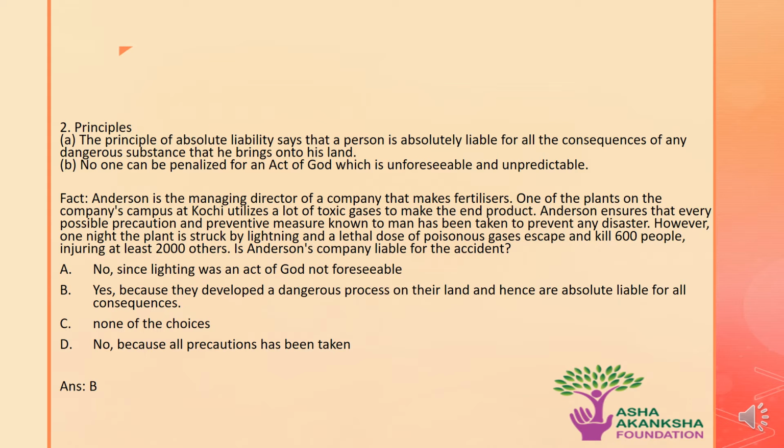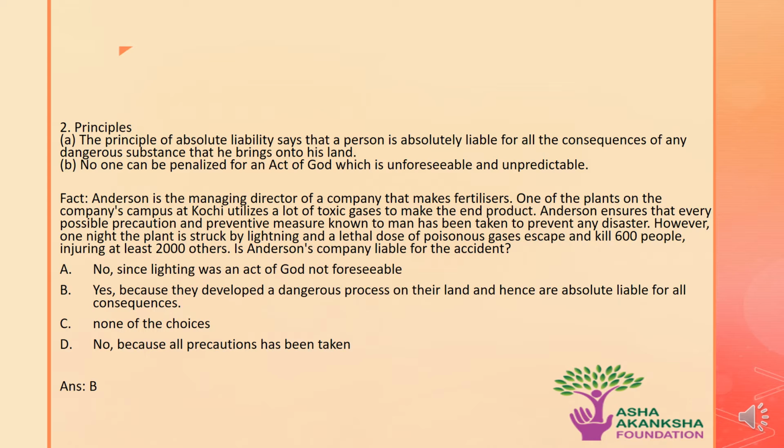The next question is based on a principle. The principle of absolute liability says that a person is absolutely liable for all the consequences of any dangerous substance that he brings onto his land, and no one can be penalized for the act of God which is unforeseen and unpredictable. Based on the principle, the facts are: Anderson is the managing director of a company that makes fertilizers. One of the plants on the company's campus at Kochi utilizes a lot of toxic gases to make the end product. Anderson ensures that every possible precaution and preventive measures known to a man has been taken to prevent any disaster. However, one night the plant is struck by lightning and a lethal dose of poisonous gases escape and kill 600 people, and injuring at least 2,000 others.